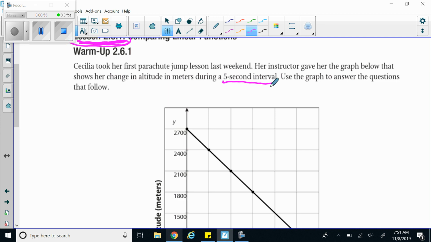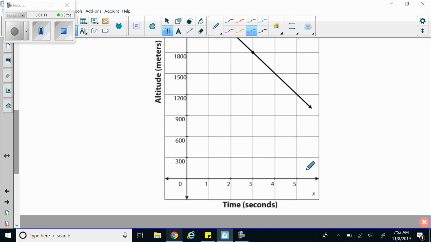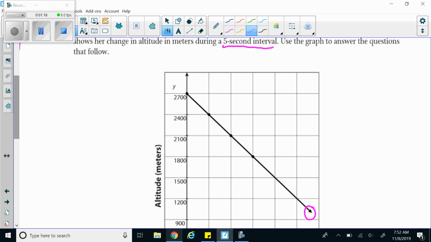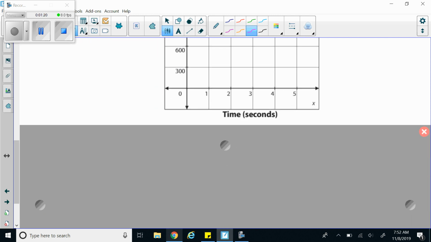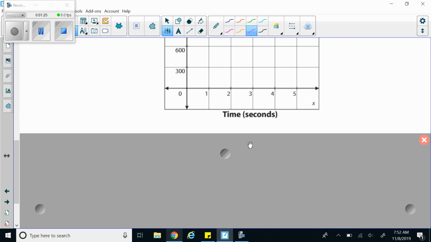All right, so Cecilia took her first parachute jump lesson last week. Her instructor gave her a graph below that shows her change in altitude in 5-second intervals. So that means that her x values, her time, are shown every 1 second, but she showed in a 5-second interval. So it stopped here, but clearly she's going to continue descending to the ground. So what I want you to do is pause the video and answer these questions, 1, 2, and 3, and then play the video and see if your answers match.